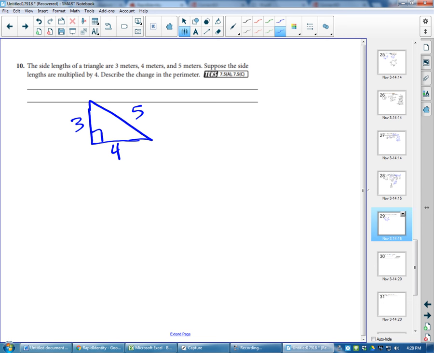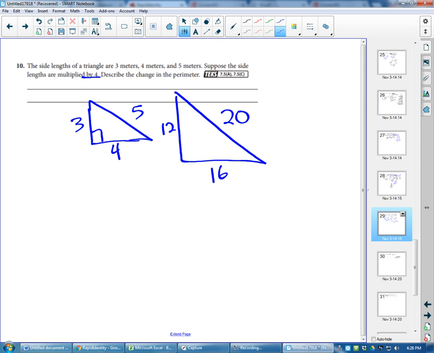Okay, suppose the side lengths are multiplied by 4. So what would we do with 3, 4, and 5? We would multiply them all by 4. So 3 times 4 is 12. 12, 16, 20.